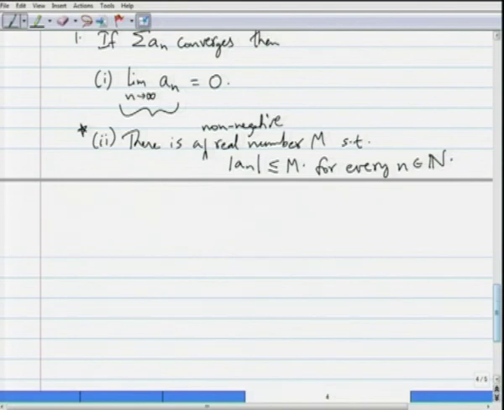The proof of either of these is very similar to the corresponding proof for complex or real sequences and series. Okay. So, I will omit the proof. The proof is very simple. So, the viewer can treat it as an exercise.